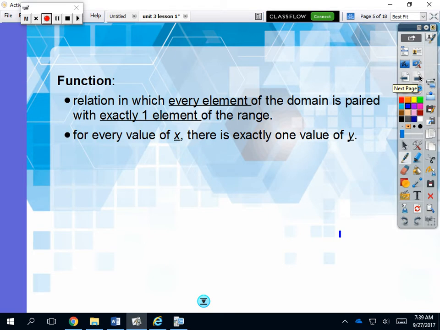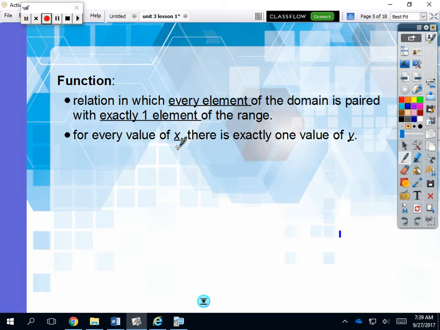So a function is a relation. Remember, that's just a set of ordered pairs. A relation is a set of ordered pairs. A function is a relation in which every element, or every x in the domain, is paired with exactly one element in the range. So for every value of x, there's exactly one value of y.